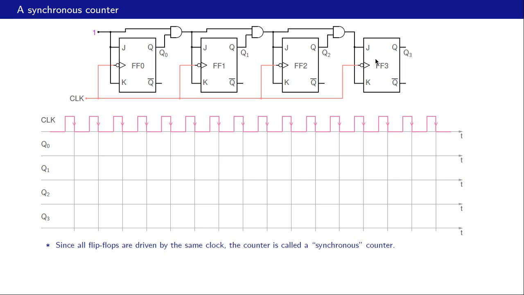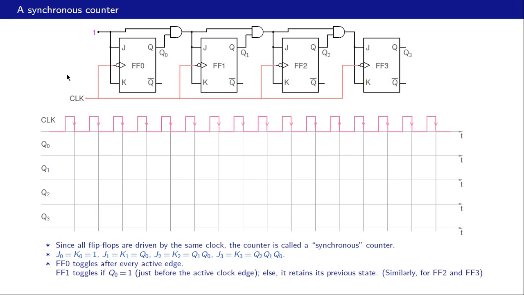And for the last flip-flop, J and K are connected to Q2 ANDed with Q1 Q0, so that means Q2 Q1 Q0. So let us summarize. We have J0 equal to K0 equal to 1, J1 equal to K1 equal to Q0, J2 equal to K2 equal to Q1 Q0, J3 equal to K3 equal to Q2 Q1 Q0.